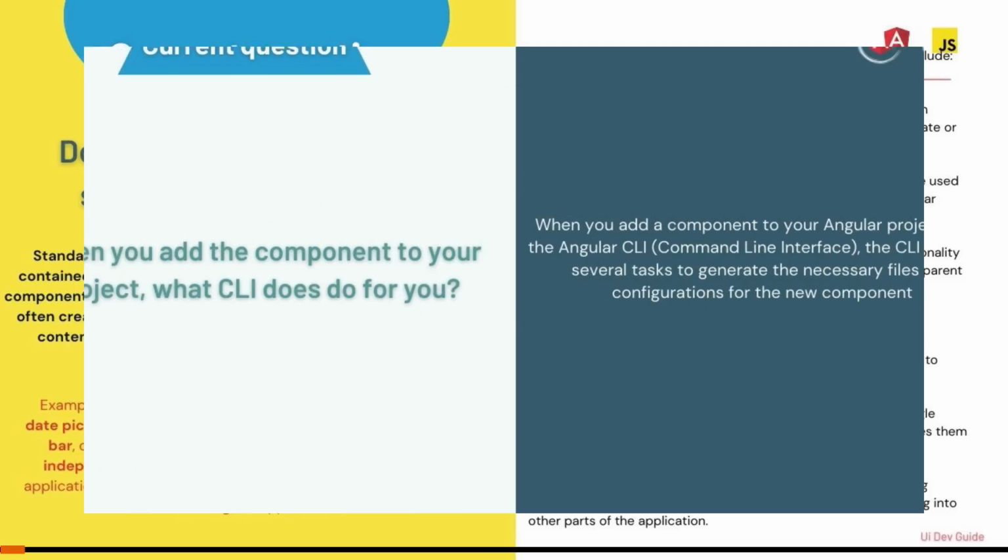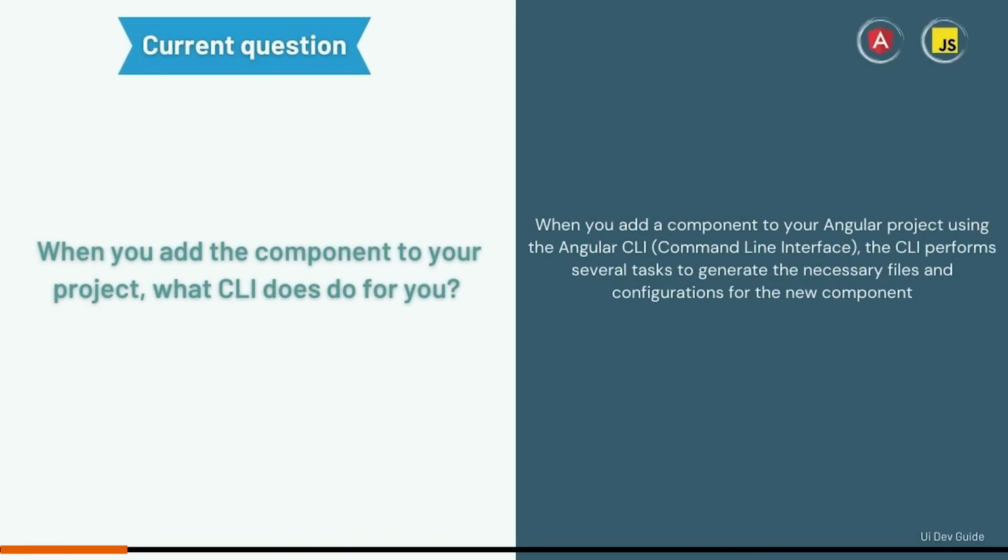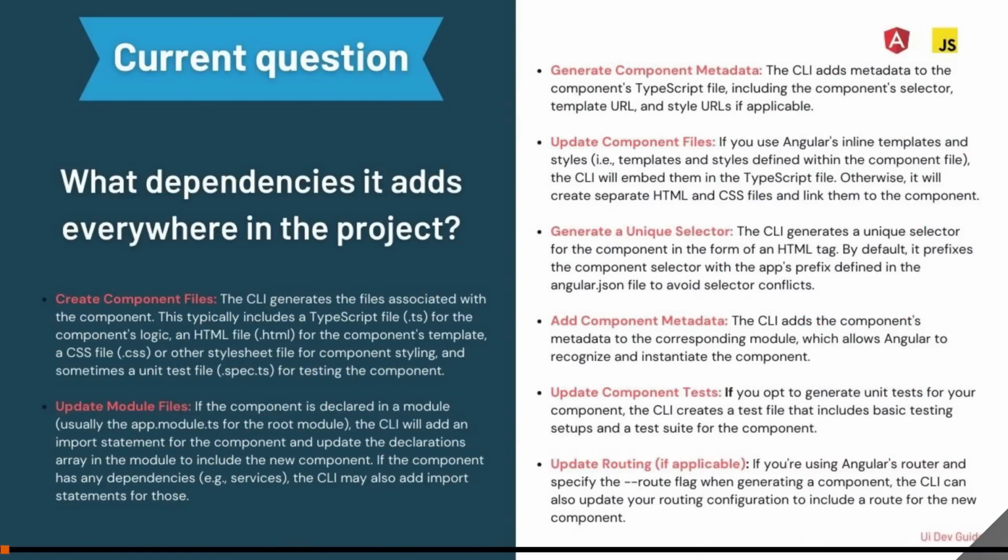So tell me, when you add a component in your project, what does the CLI do for you? What dependencies does it add in the project? Yes, the CLI already registers the component with app.module.ts. If we have to use that component in another module, we have to import it. If I don't add it there, then what will happen? It will give an error, and we can't use it in another module. So that is where the standalone component comes in.